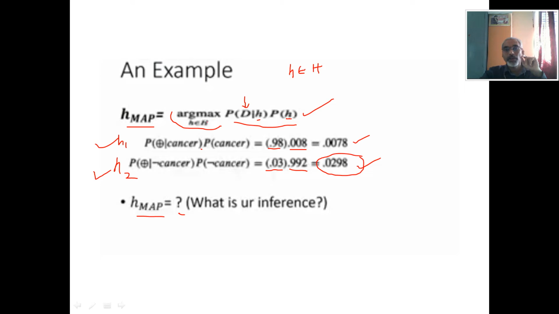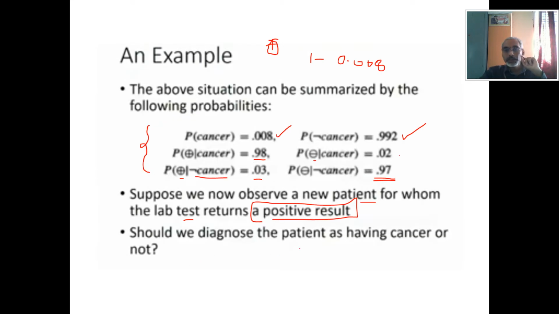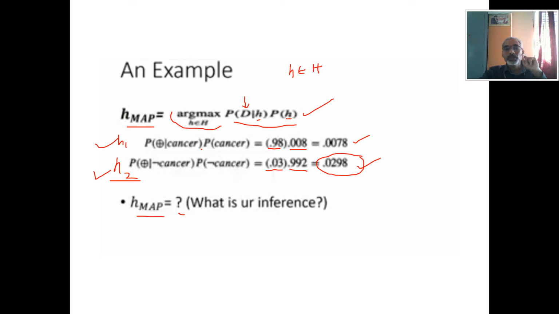So argmax of all H belonging to the hypothesis set, out of these two, which is maximum? This is maximum. What is this related to? This is related to the second hypothesis. This hypothesis says that the patient is not suffering from cancer. So what are you going to diagnose from this particular problem? What is the question which is asked? The question is whether the patient has cancer or not. Now what is your result? Your result will be that the patient is not having cancer, because this hypothesis H2 is maximum. Based on this, we are going to conclude that he is not having cancer.